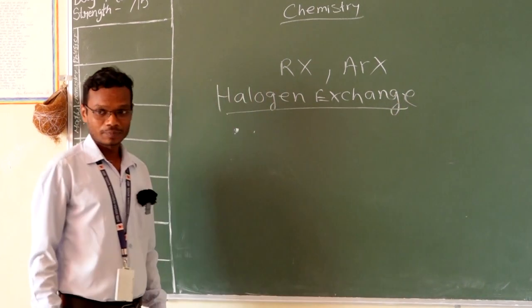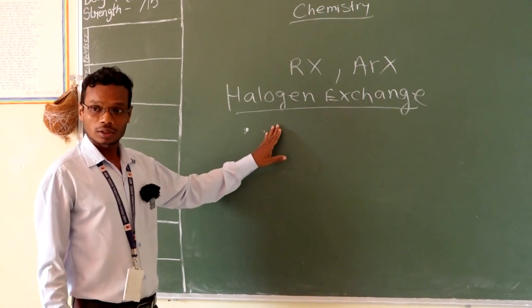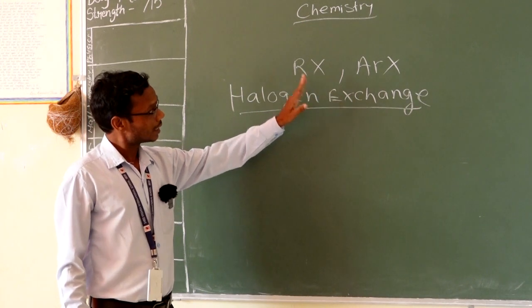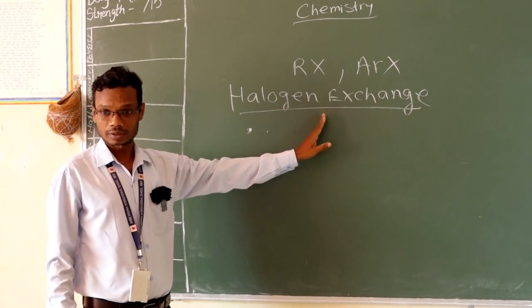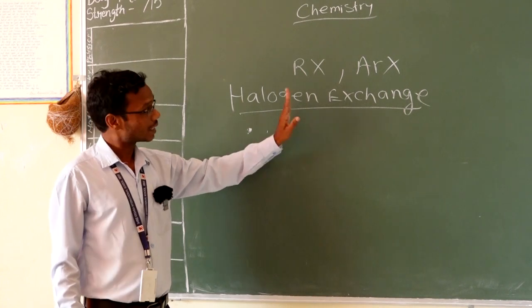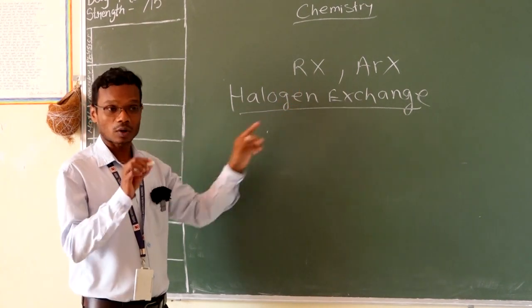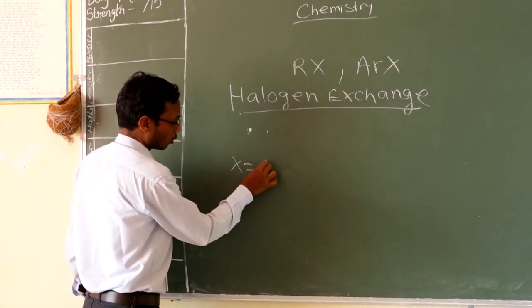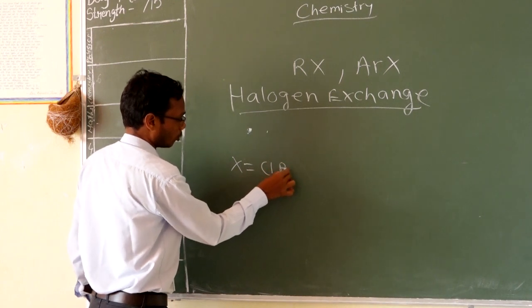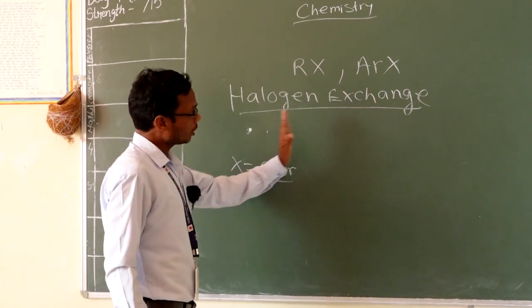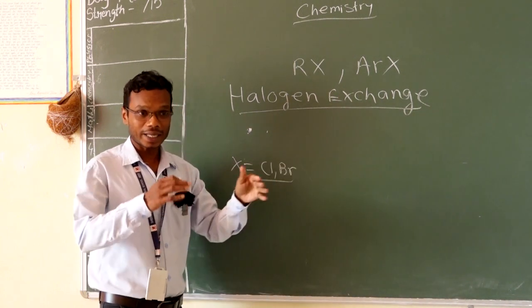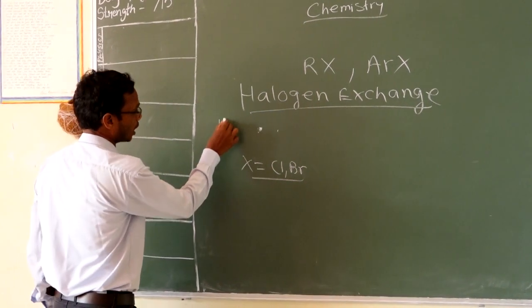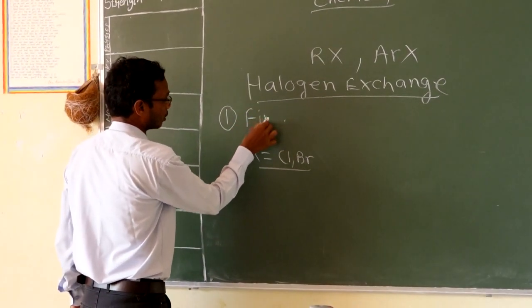Halogen exchange means in this section you already have a halogen, and there is a process of exchange of halogen. Means there is already an alkyl halide. Especially here the halogen is chlorine or bromine and we have to exchange it by another halogen. In this process the first important reaction is Finkelstein reaction.